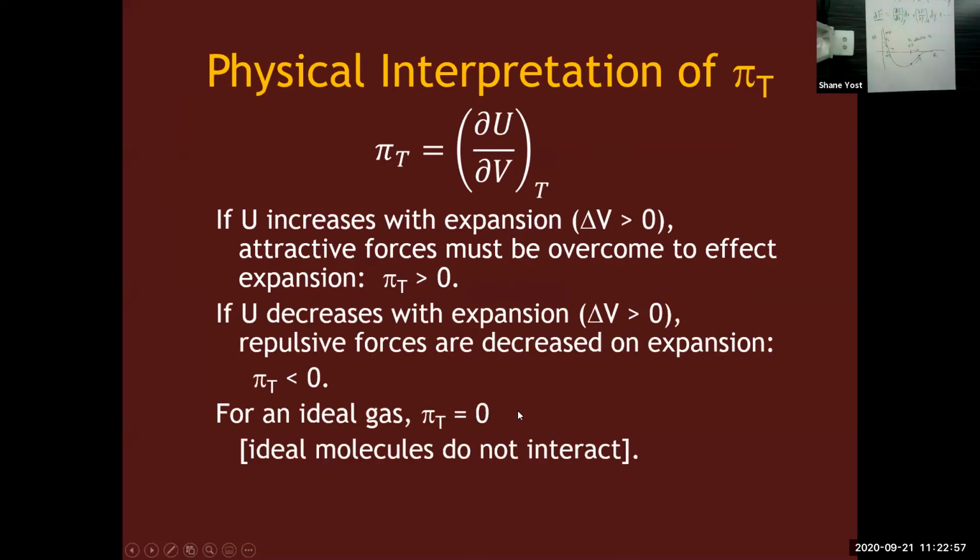So I just want to show that figure to help make sense of the slide, again, of the fact that pi sub t is this change in internal energy with the change in volume. So if volume increases, delta V is greater than 0, and then pi sub t is greater than 0. That means my change in internal energy is also positive. That means attractive forces must be overcome for the expansion to take place. So if pi sub t is greater than 0, that means dU is greater than 0 because we're saying dV is greater than 0.